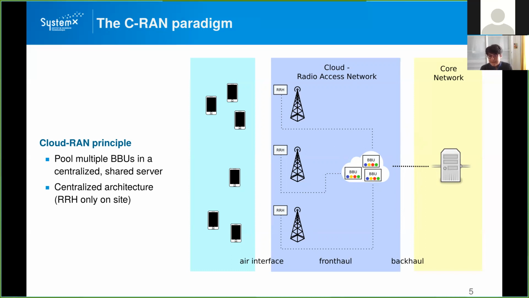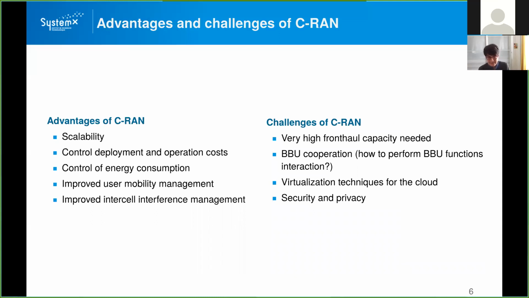Making CRAN, pooling the BBU functions of several radio heads in the same data center, has some advantages, of course. It allows for scalability of the system, and it allows control of the cost of deployment and operation of the system, as we are moving towards mobile networks that are more dense in terms of antennas deployed. This is really important for operators. It would also allow control of energy consumption, because equipment could be switched on and off as needed, performing load balancing depending on traffic.